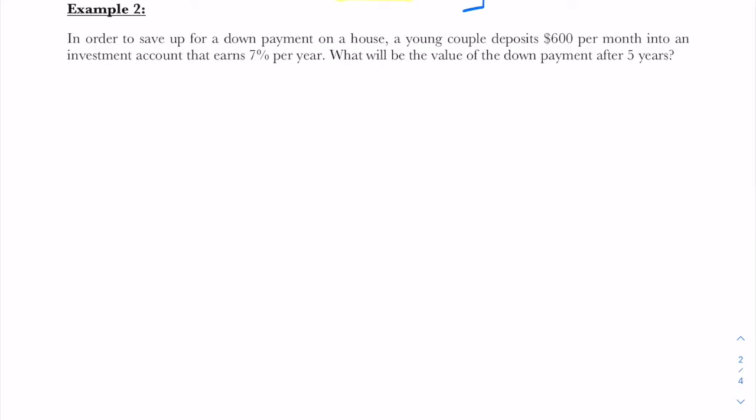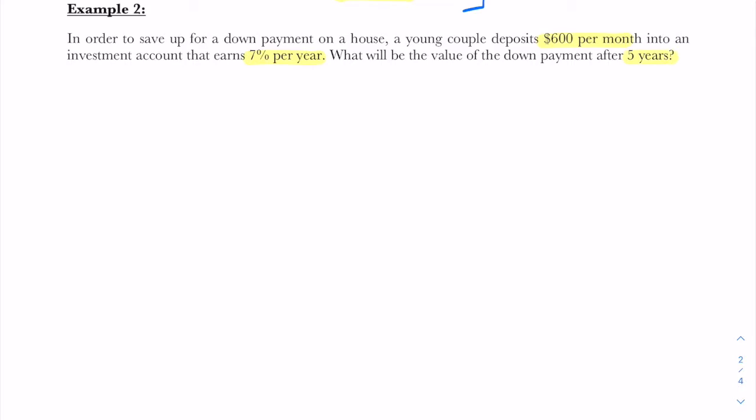Let's try another one. In this case, we're looking at down payments. In order to save up for a down payment on a house, a young couple deposits $600 per month into an investment account that earns 7% per year. That is considered a pretty good annual rate of return, by the way. And we want to determine the value of the down payment in 5 years.